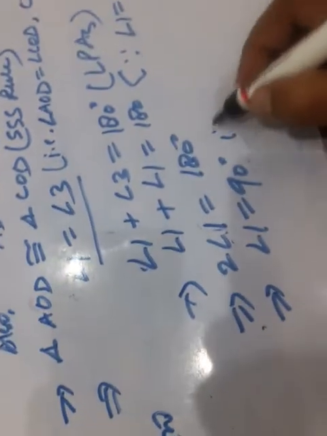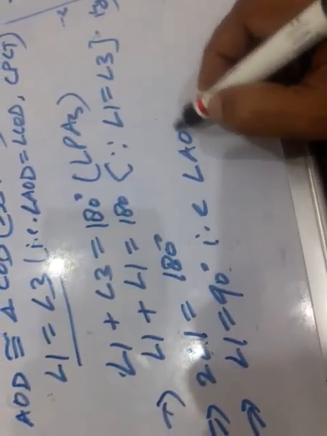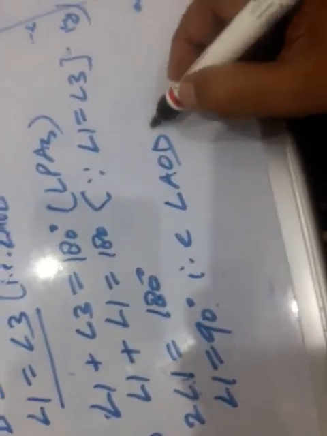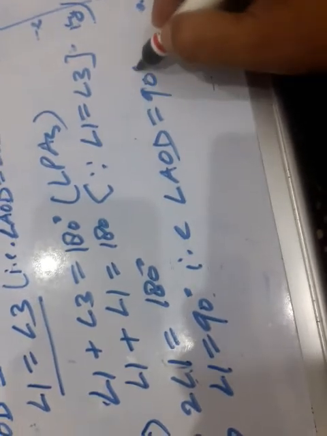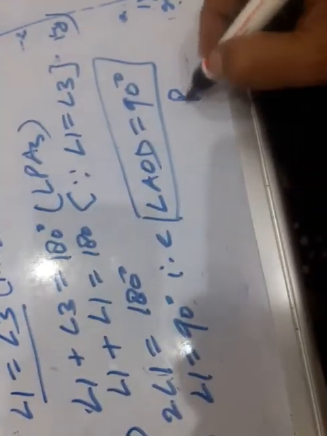Angle 1 is nothing but angle AOD. Angle 1 equals angle AOD, and that is equal to 90 degrees. Okay children, so the third part we have proved.